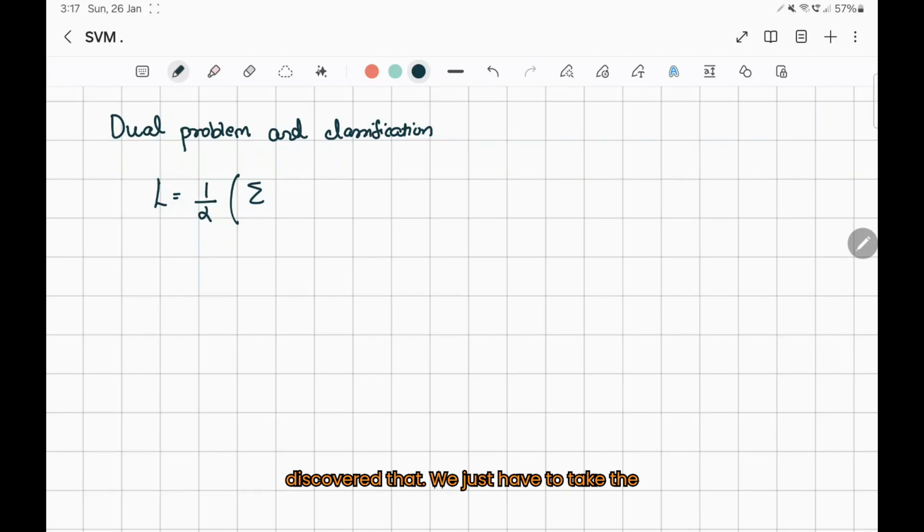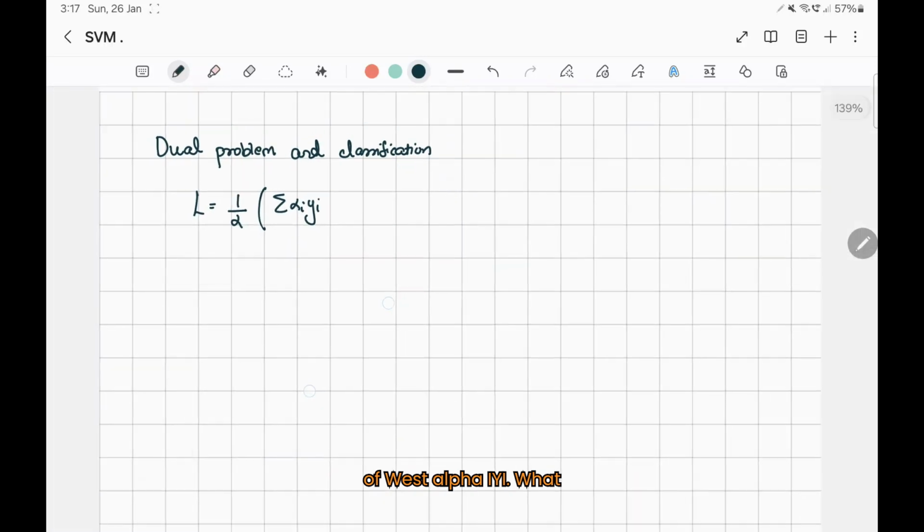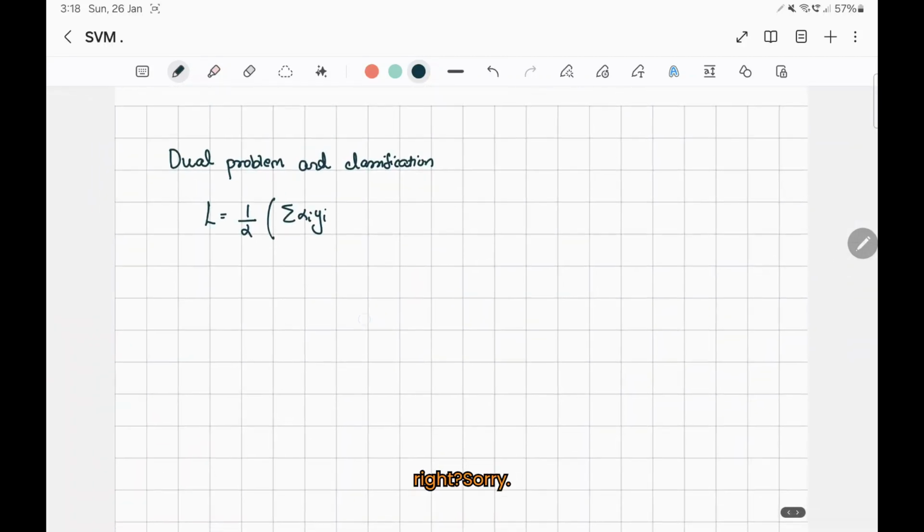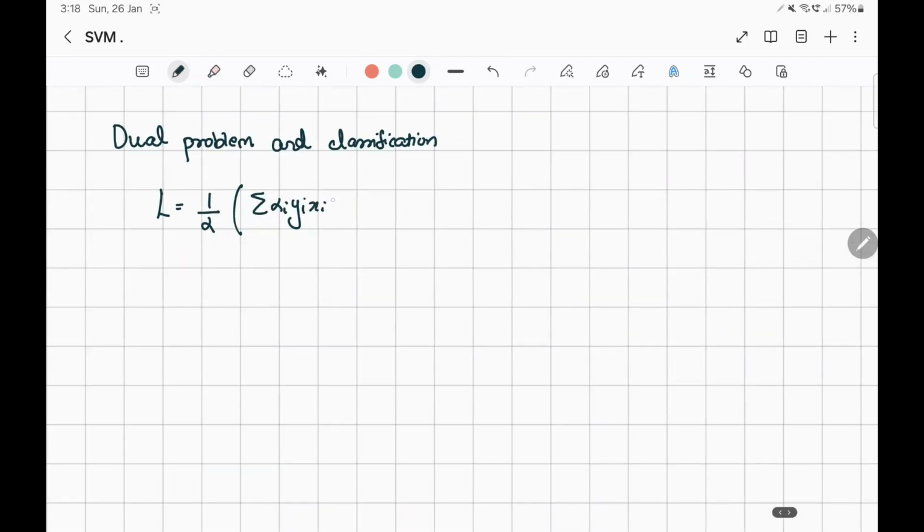So we discovered that we just have to take the square of it. So we found the value of w, alpha I, y I, xi, right? And twice that. Minus alpha I, y I, xi.